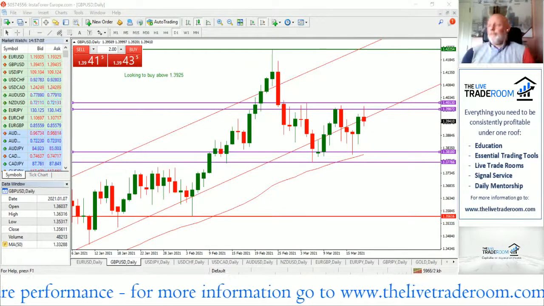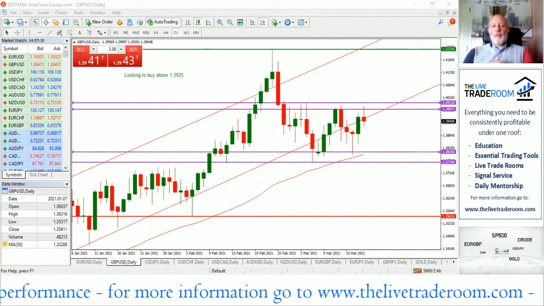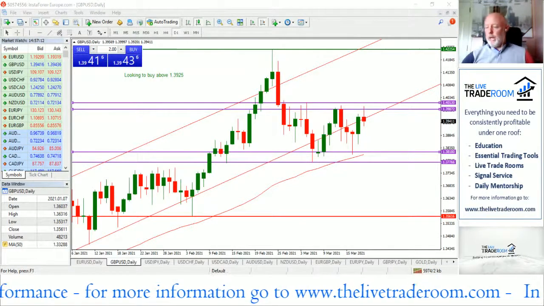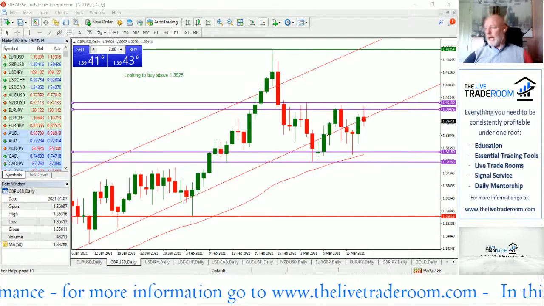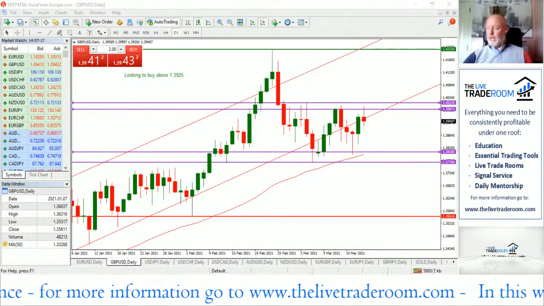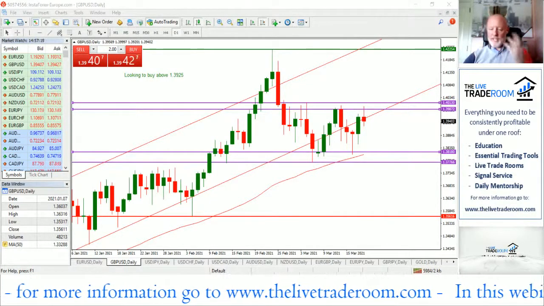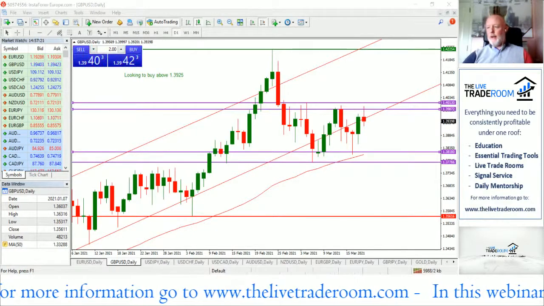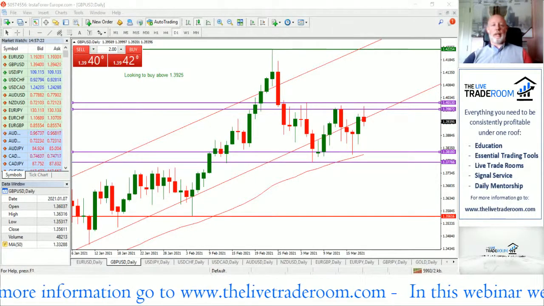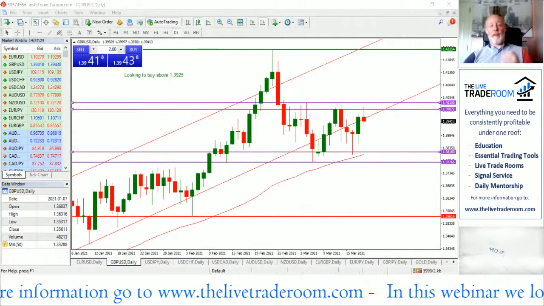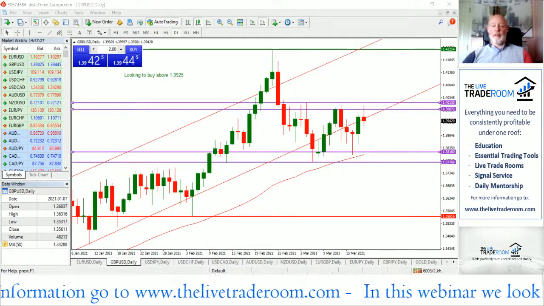So it's well documented. 90% of traders lose money. Depending on which broker you're using, that might vary slightly. Might be 80%, 85%, 75%, whatever the case may be. But a large amount of traders lose money, but they do so for very, very specific reasons.